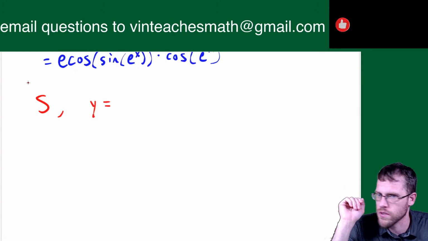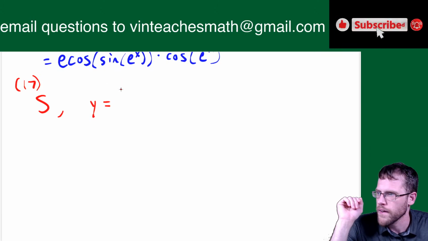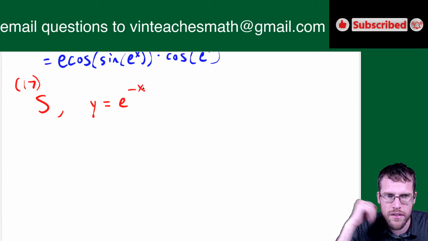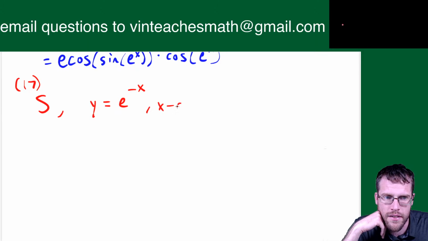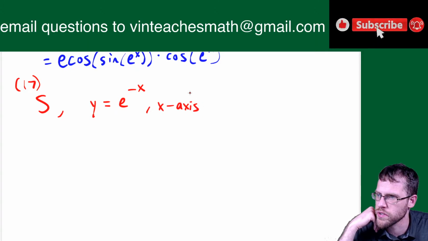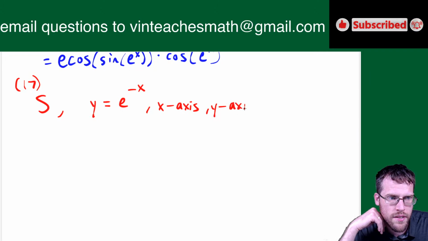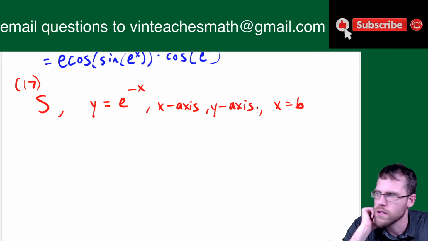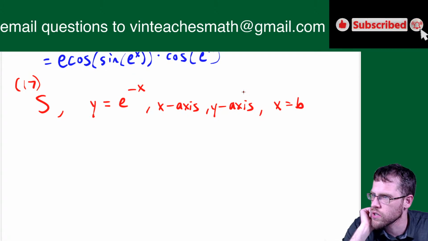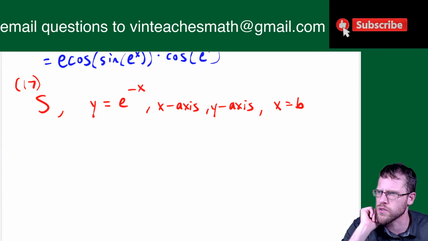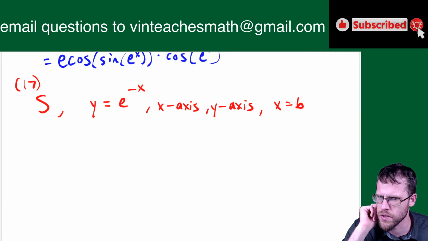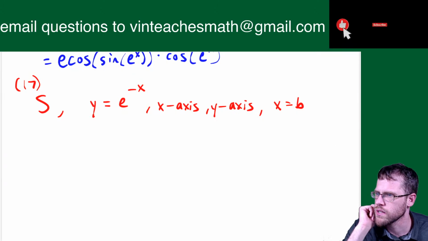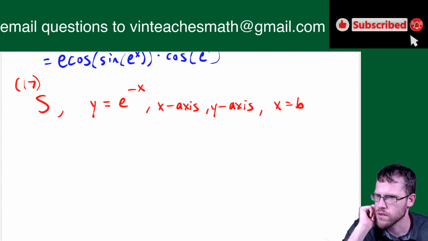Y equals, so this is question 17. Y equals e to the minus x, the x-axis. So this is our region. We have the y-axis. Then we have the line x equals b. And region S is the base of a... Oh, Cavalieri's principle. Wow. So Marin Elise, you're already up to Cavalieri's principle. I'm pretty impressed that they're that far ahead. That seems like it's moving rather quickly.